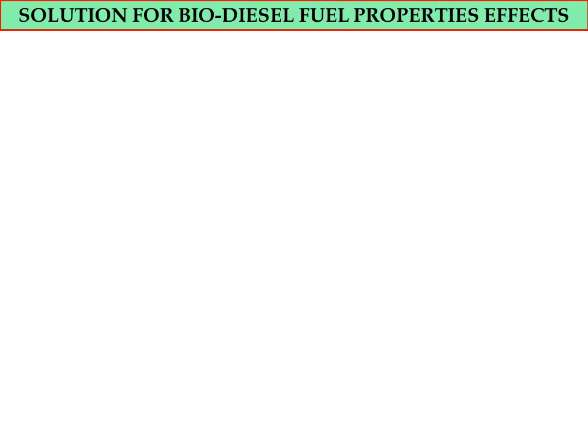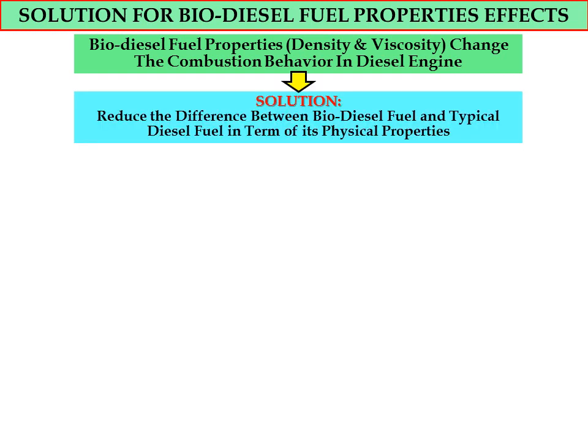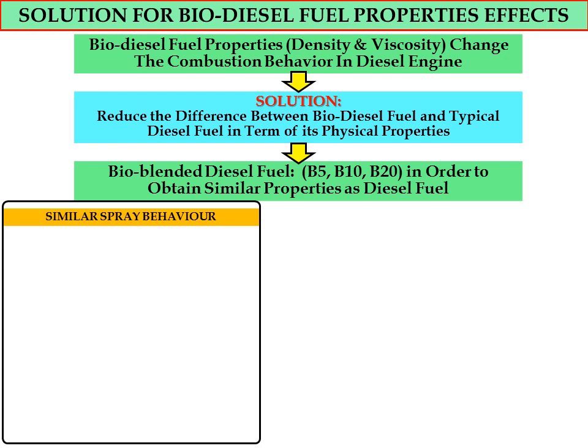Solution for biodiesel fuel properties effects. So from the previous slide, we know that biodiesel fuel properties in terms of density and also viscosity change the combustion behavior in the diesel engine. So in terms of solution, we need to reduce the differences between biodiesel fuel and typical diesel fuel in terms of their physical properties. So bio-blended diesel fuel such as B5, B10, B20 is suitable to use in order to obtain similar properties as diesel fuel. So we need to have similar spray behavior as typical diesel fuel when we use biodiesel fuel.